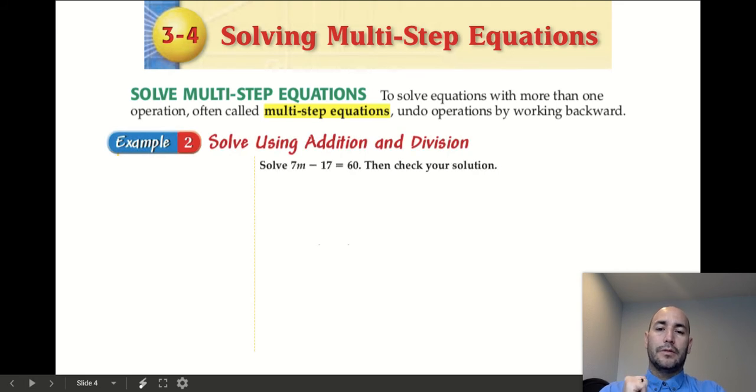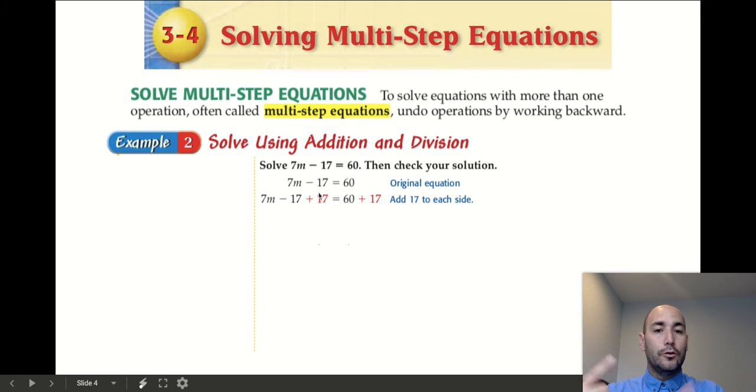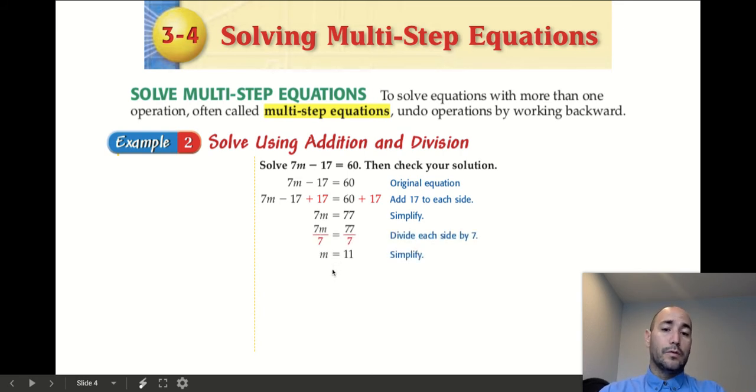Here's an example. It says solve 7m minus 17 equals 60 and then check your solution. The first thing I'm going to do is write down the original equation. Then we're going to undo the problem. Typically, we're going to get rid of this 17 here by adding 17 on both sides. Then we simplify, so we have 7m equals 77. Here I have 7 times m, so the opposite of multiplying by 7 is dividing by 7. I divide both sides by 7, and it leaves me with m equals 11.